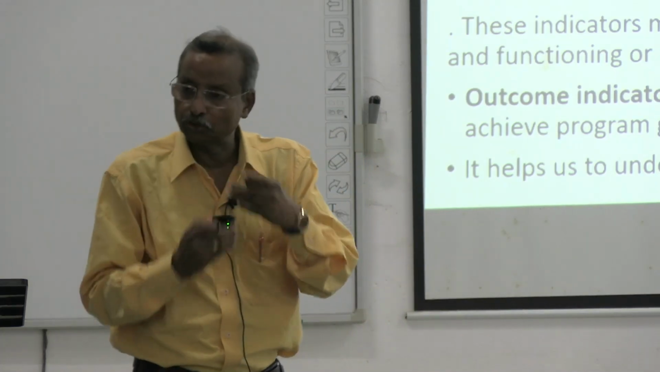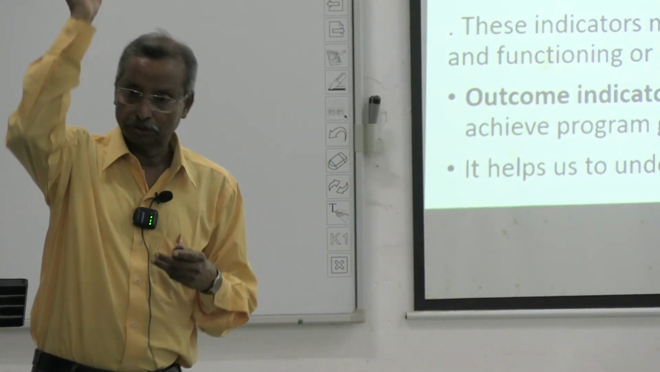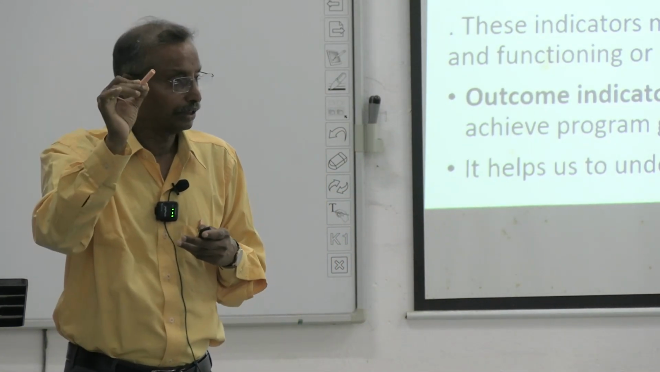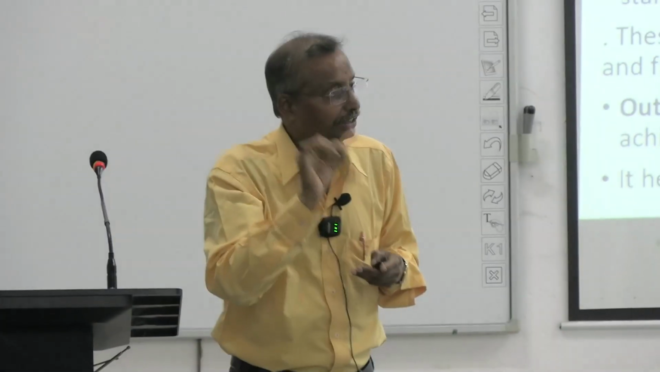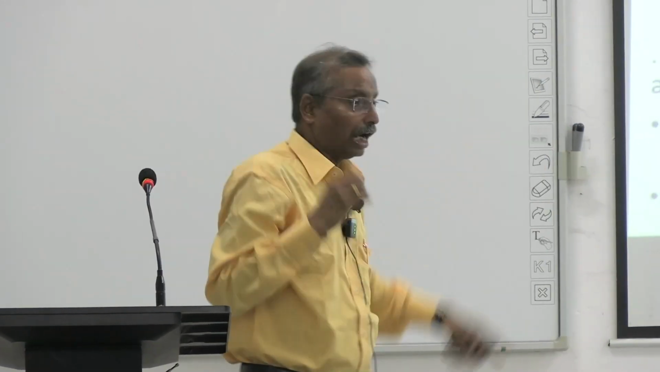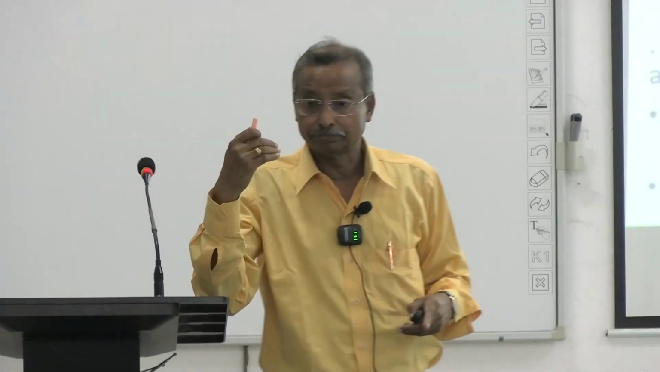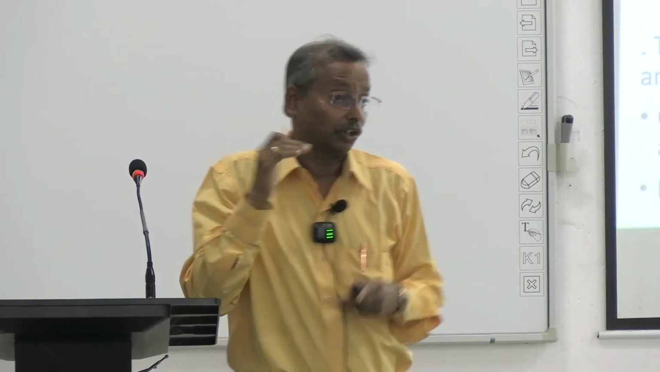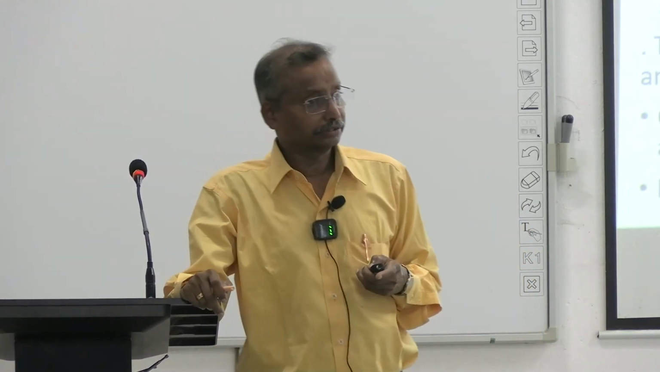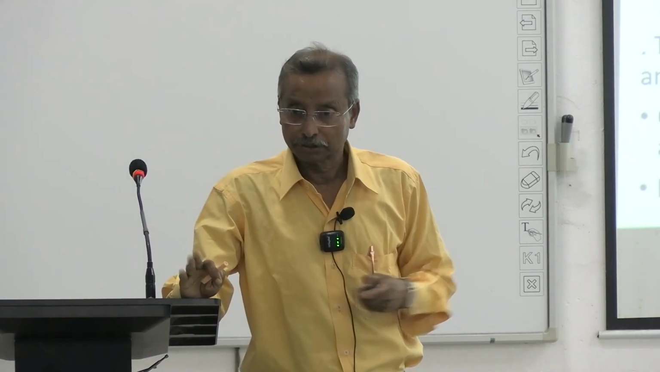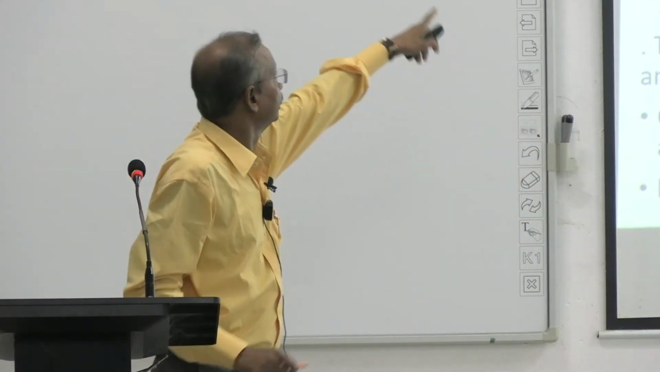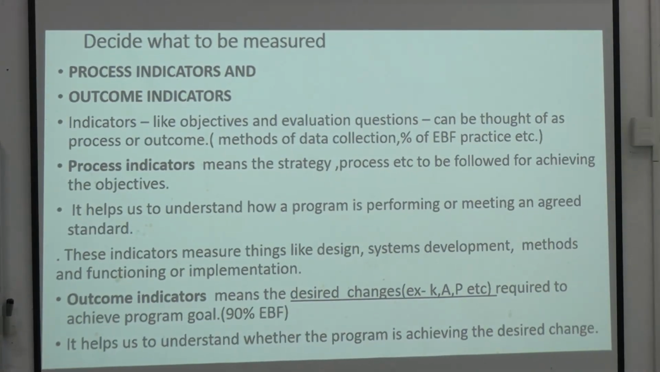The procedures we followed in that program, whether they were right or wrong, that is the process indicator. And outcome indicator is the change or the development we planned, whether it has taken place or not. Let's see in details. Two types of indicators, one is process indicators, another is outcome indicators.